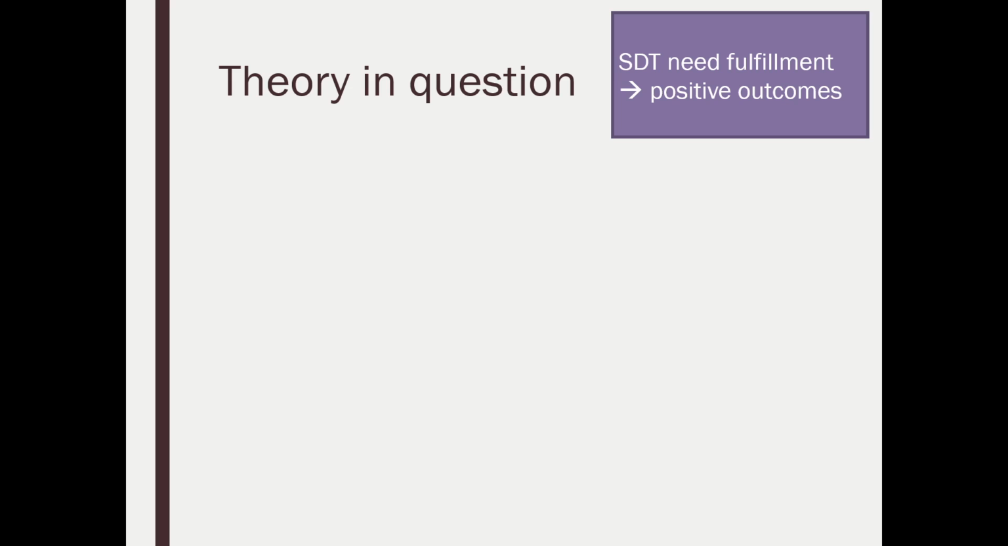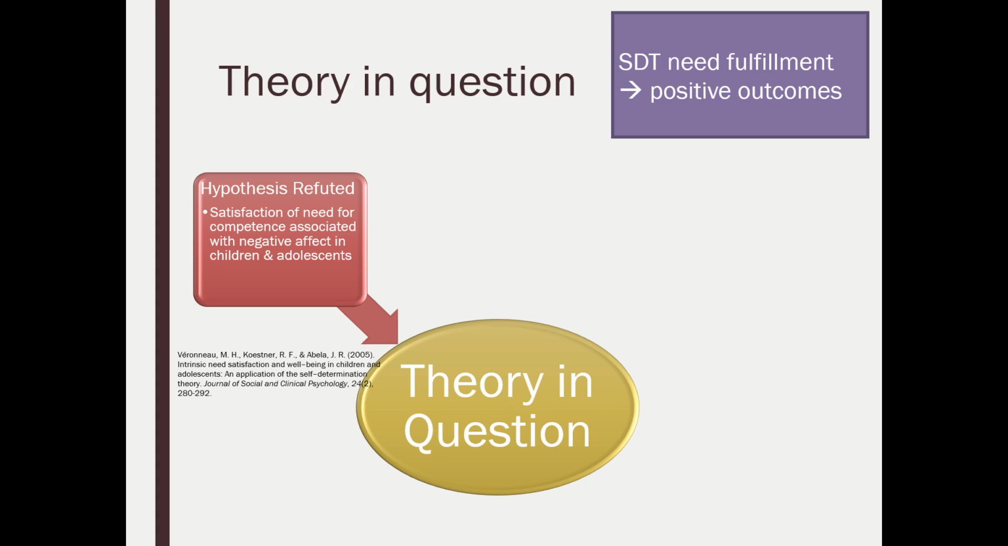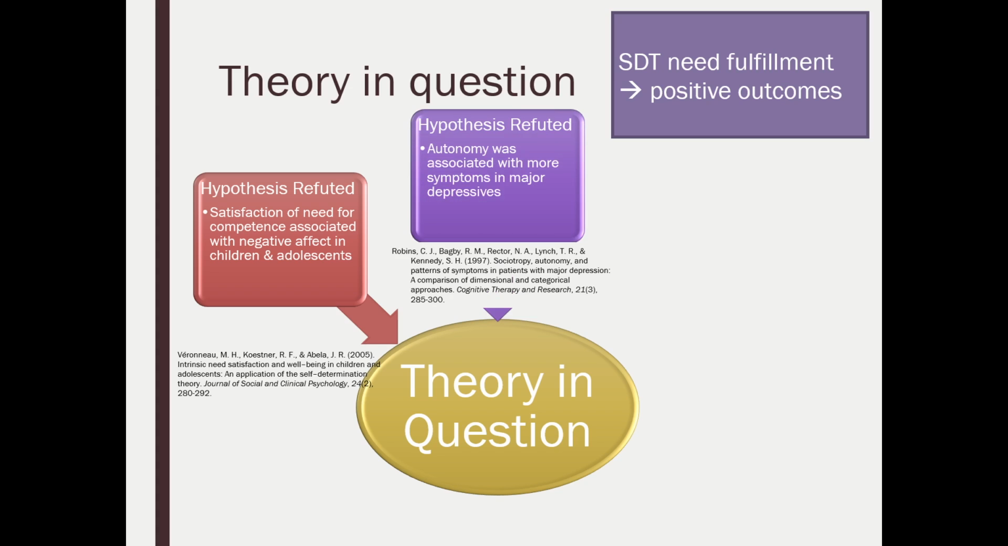We're going to still be testing the same idea that fulfillment of the needs should lead to positive outcomes. But what we've got is some evidence that maybe it's not a full explanation at the least. For example, we have satisfaction of need for competence was associated with negative affect in children and adolescents. So we have a different subject sample here. This is the first group that is not in adulthood. And we have those who feel like their need for competence is being fulfilled actually having more negative emotions than those who don't have that need being fulfilled as well. So that's kind of an interesting quirk, right?